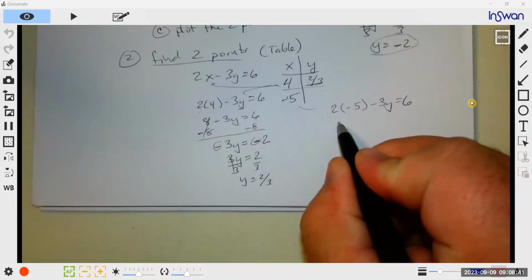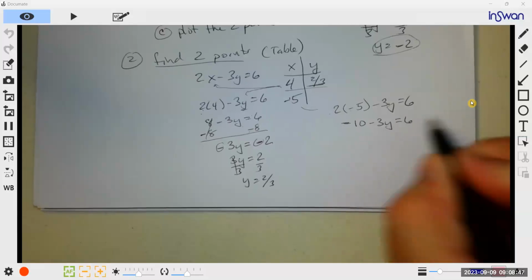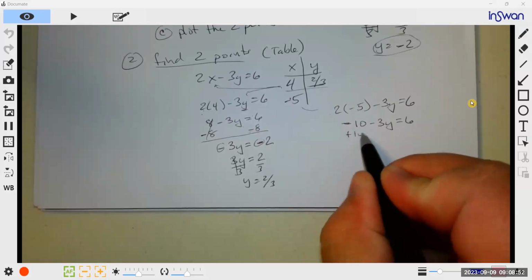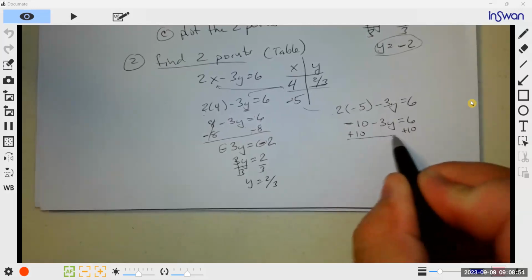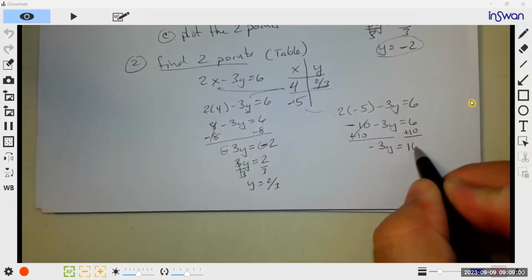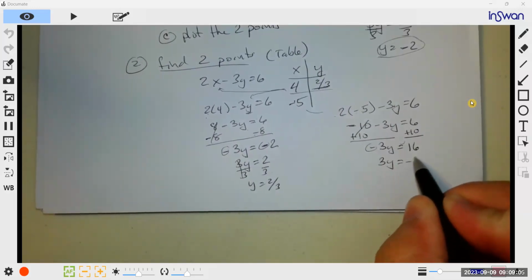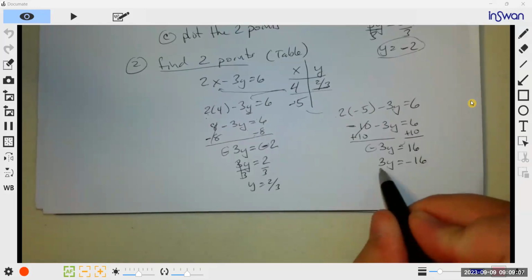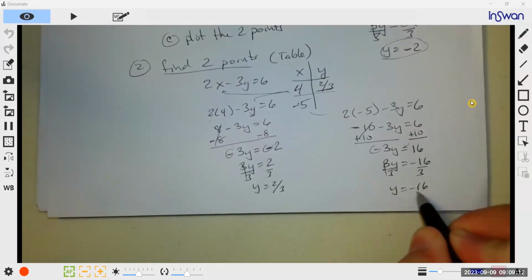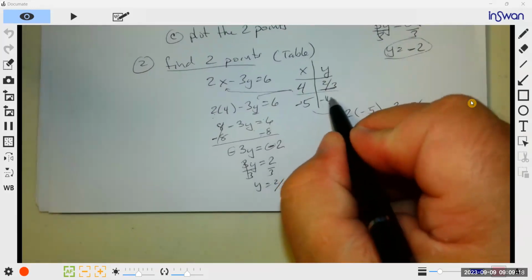So positive times negative is a negative. 2 times 5 is 10. Get rid of the 10 because we'll try to get the y by itself. So we add 10 to both sides. 10 plus 6 is 16. Change the signs. So we have 3y equals negative 16, and divide by 3. And that's your y value. So the y value is negative 16 over 3.